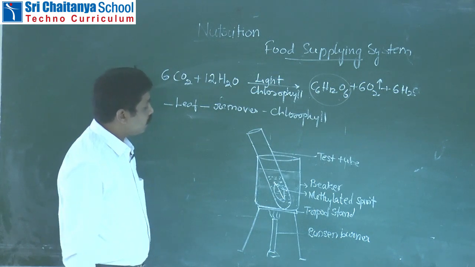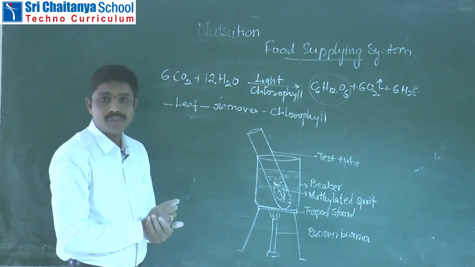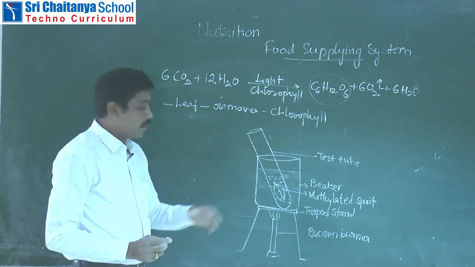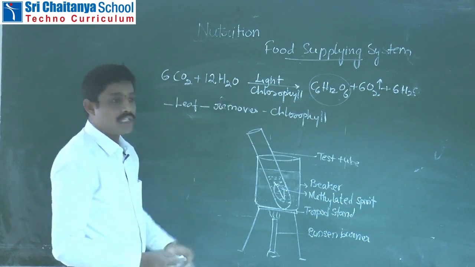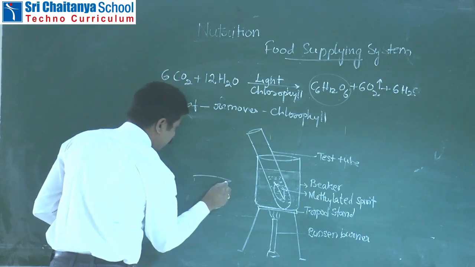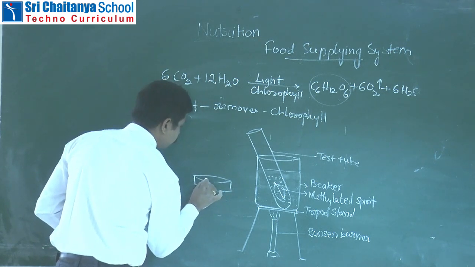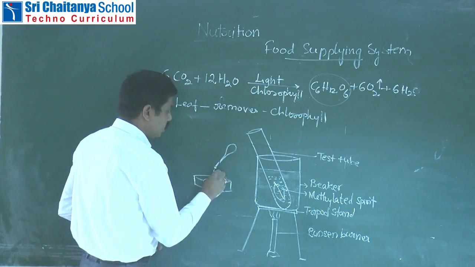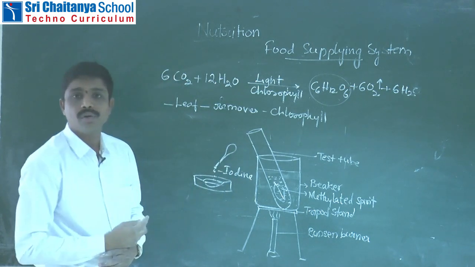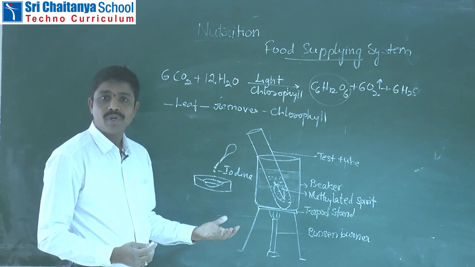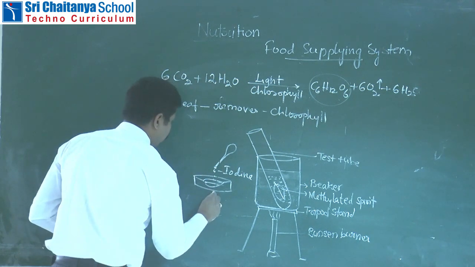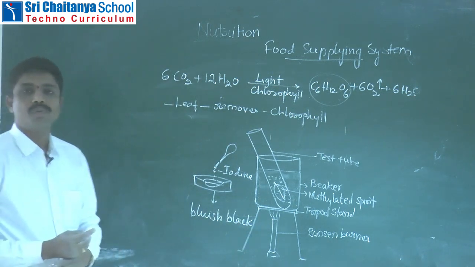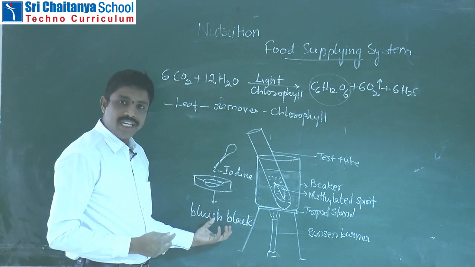So boil the leaf on the water bath and take the leaf out with the help of your brush. You should take care not to take the leaf with your fingers, because this is methylated spirit. It may damage the epithelial tissues of the skin. So take the leaf with the help of your brush and place it on a petri dish. Put a drop of iodine on it. Whenever we apply iodine on the leaf, it immediately turns bluish black in color. That indicates the presence of starch.